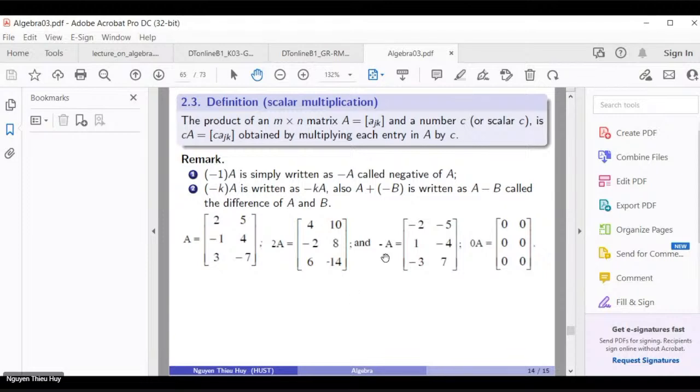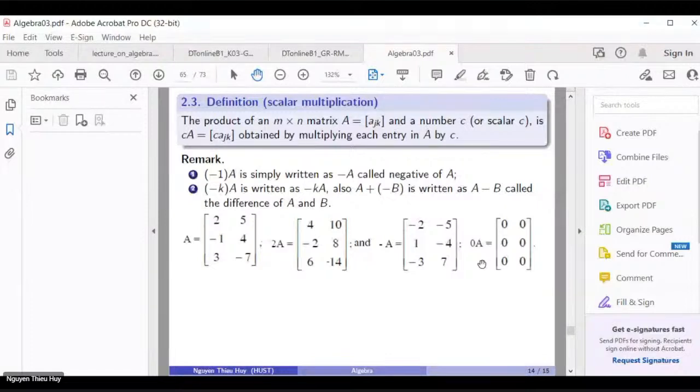Okay, so minus A here means you multiply minus 1 to every element of A, and this means you change all the signs of the numbers here to the opposite sign, right? So this is minus 2, minus 5, 1, minus 4, 3, 7. Good. And in this very special case, when you multiply 0 with A, what do you obtain? You see immediately that you multiply 0 with every entry of A, and whenever you multiply with 0 you obtain 0. It's clear, no?